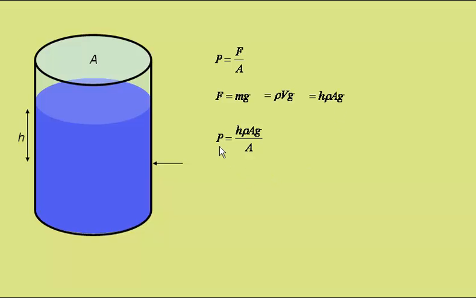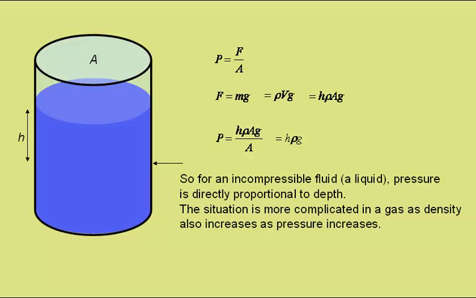So the pressure is equal to h rho A g divided by the area over which it acts, and the areas cancel to give pressure at a depth h is equal to h multiplied by the density of the liquid multiplied by the gravitational field strength. So for an incompressible fluid, that is a liquid, pressure is directly proportional to the depth. The situation is more complicated in a gas, as the density will also increase with depth as the pressure increases.